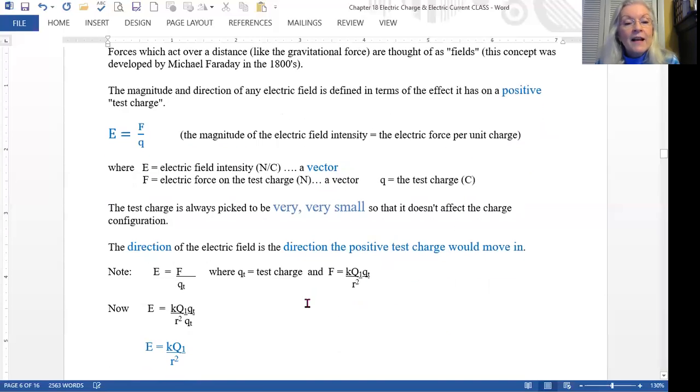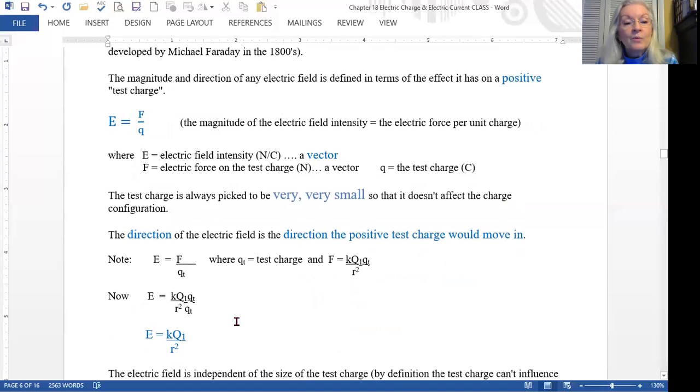So we'll look at that in just a second. All right, we said that E was F over q, but we know that F is k Q1 Q2 over r squared. So we're going to make our Q2 the test charge. That means when we plug it in, q test cancels. Well, that's good because our test charge can't change things. It just is used to give us the direction.